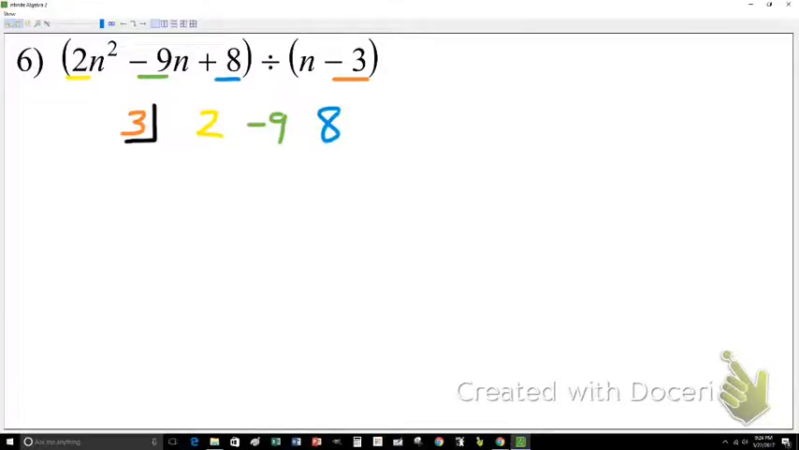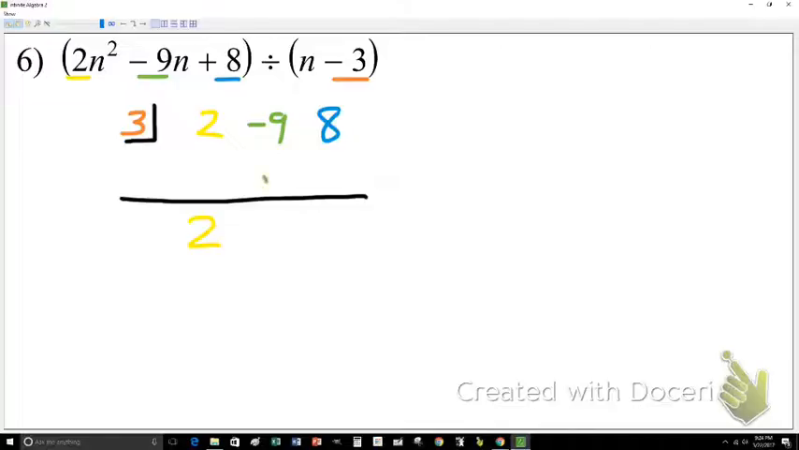Alright, we almost have this set up. The last thing we're going to do to keep things organized is draw a line down here. Next, we're going to bring down the 2, and multiply the 2 times the 3 that we have in the box there. Taking the 2 times the 3 in the box, that makes 6. So where do we place that 6? Well, we place it underneath the next number there, -9.